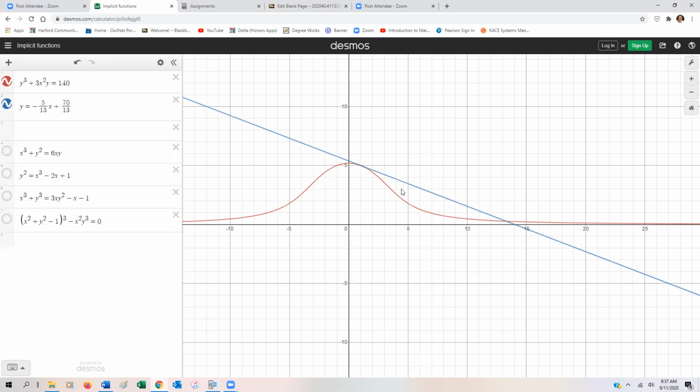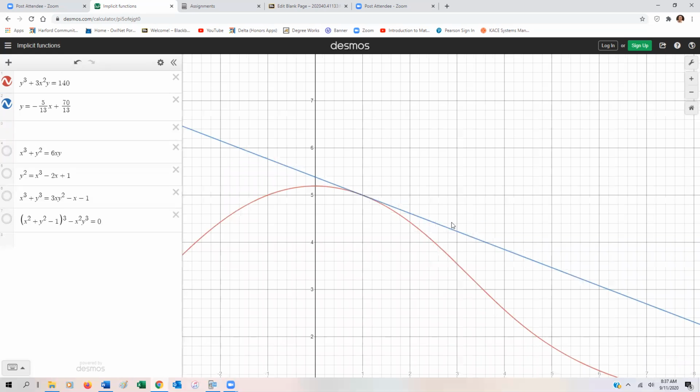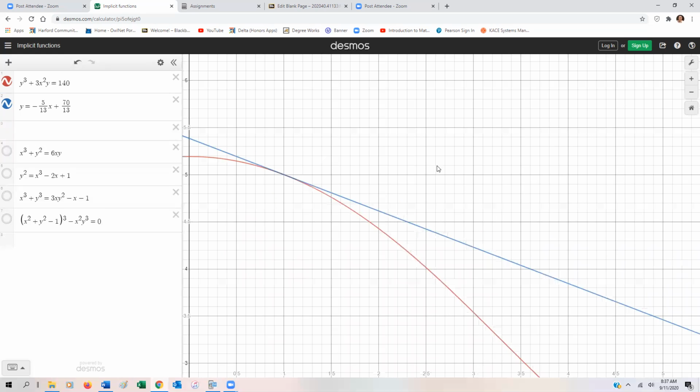Now let's zoom in at the point (1, 5). So right here is (1, 5). This looks like a pretty good tangent line. Let's see how good it is. We're going to zoom in, zoom in, zoom in. Oh, it looks really good.